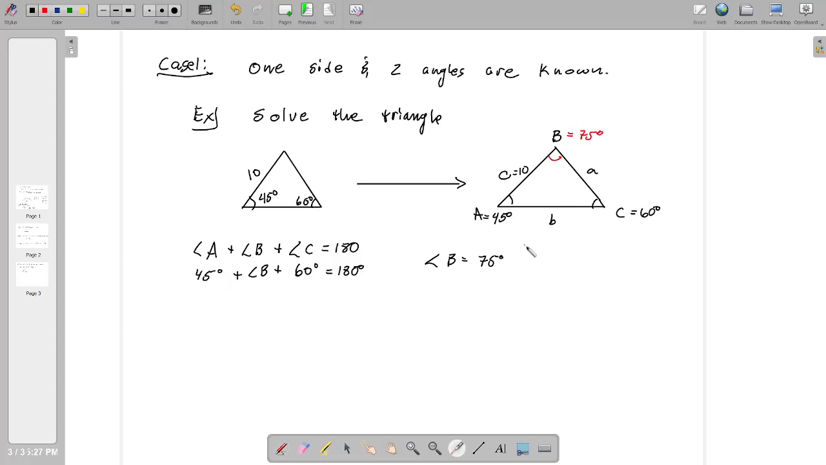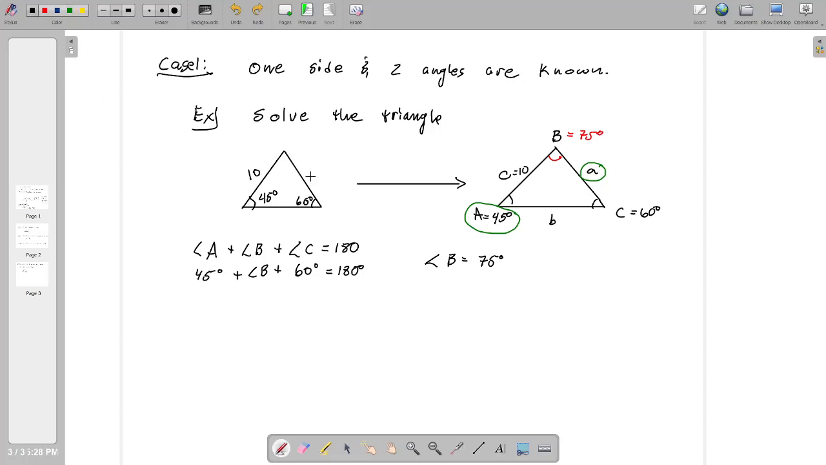The next 2 pieces of information are going to be side B and side A. We need to figure out what those are. So let's start with side A. We're going to use angle A because it pairs with side A, because that's what we need, and we're going to use angle C and side C. Now, why are we using angle C and side C? If we tried to use angle B and side B, we would end up with an equation with 2 unknowns.